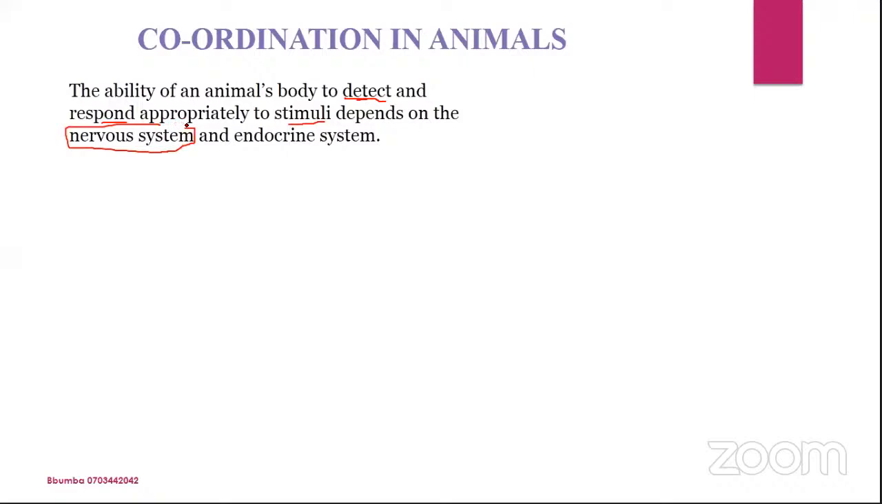So the nervous system is what we are going to learn in detail for this session. And then if God gives us more time, probably we shall also reach the endocrine system. Now, the endocrine system mainly involves hormones. Hormones are like chemical substances that are produced in our bodies by different organs, and they affect how we respond in so many ways.